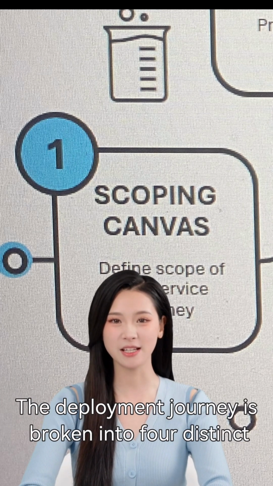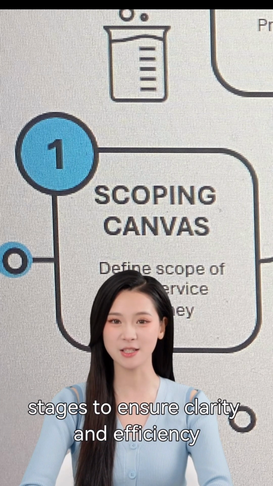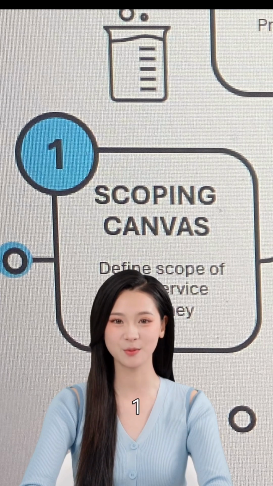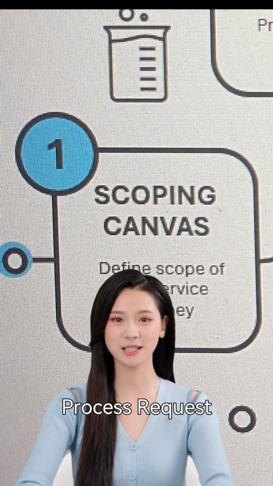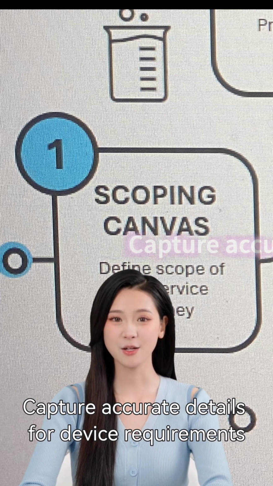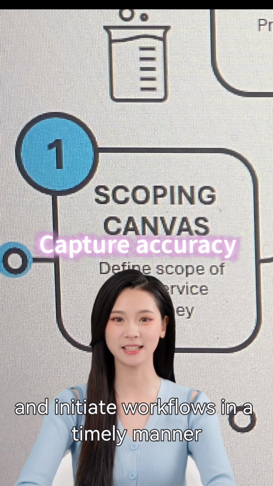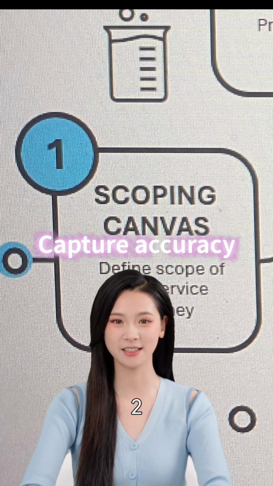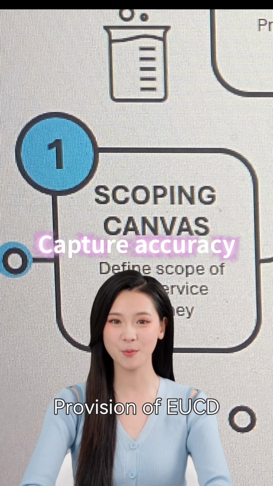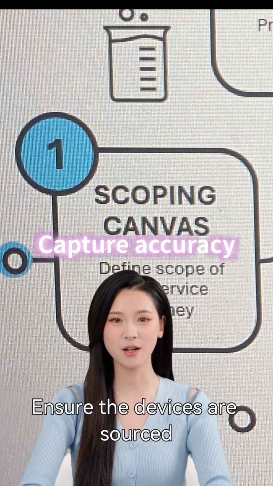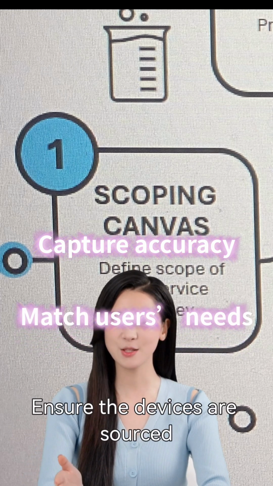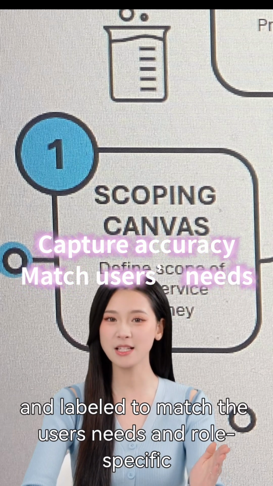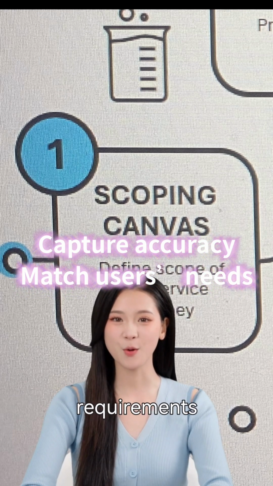Key stages in the deployment process. The deployment journey is broken into 4 distinct stages to ensure clarity and efficiency. 1. Stage 1. Process request. Goal: capture accurate details for device requirements and initiate workflows in a timely manner. 2. Stage 2. Provision of EUCD. Goal: ensure the devices are sourced, configured, and labeled to match the user's needs and role-specific requirements.